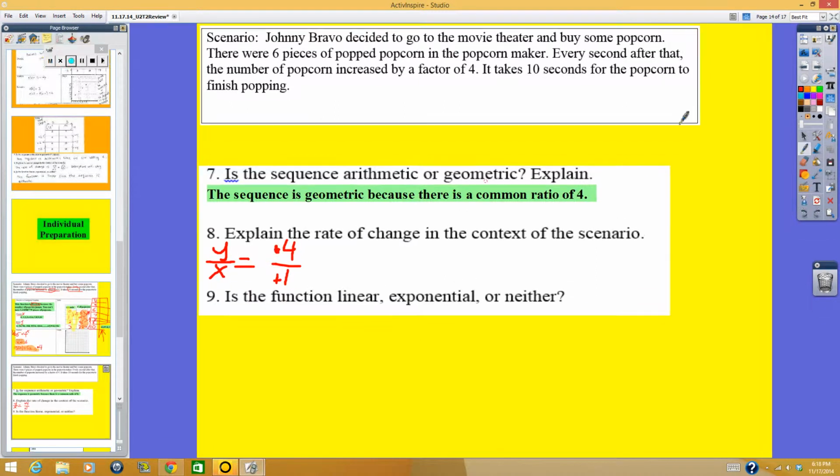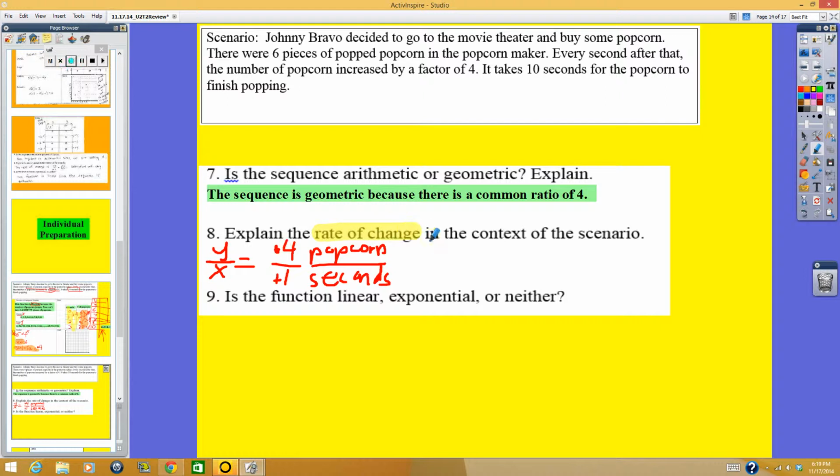And just to keep it going, times 4 was for the popcorn, and the bottom would have been the number of seconds that the popcorn was popping, okay? Oh my gosh, this is tough. Alright, so now I am not done. They said explain the rate of change, which we found out.